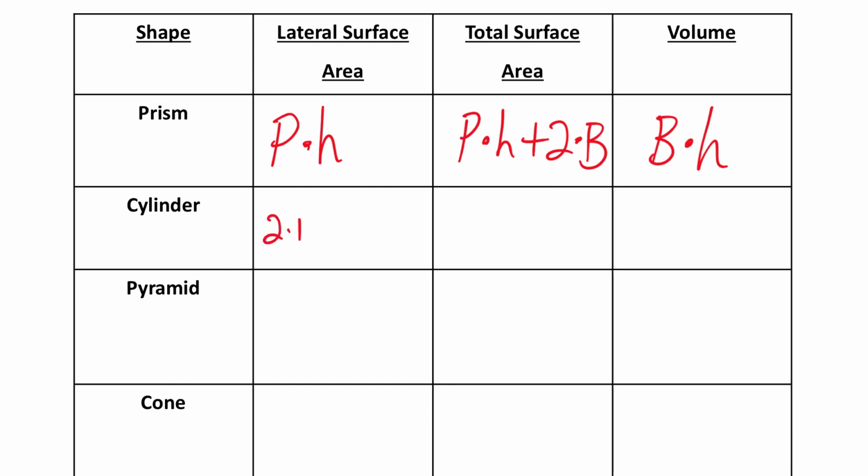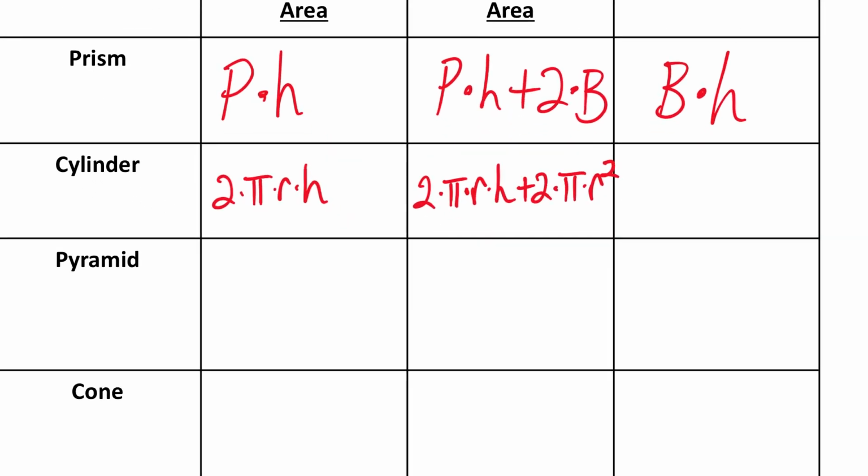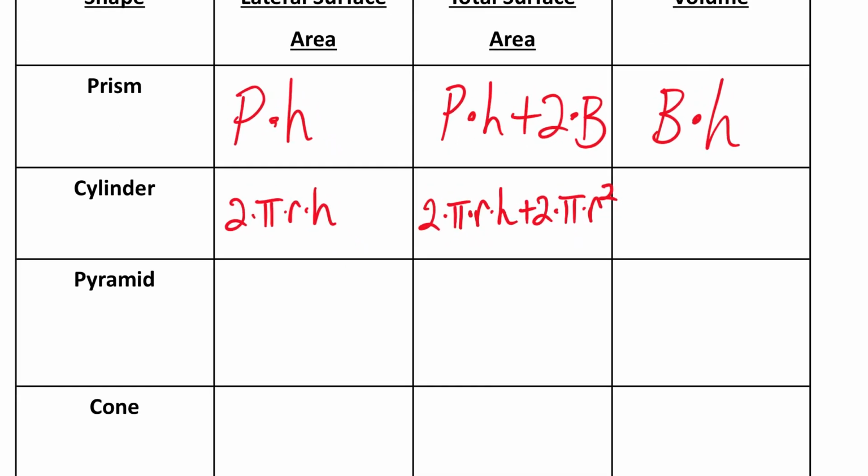Okay, for a cylinder, 2 pi RH is lateral. Total is 2 pi RH plus 2 pi R squared. And then volume is pi R squared times H.